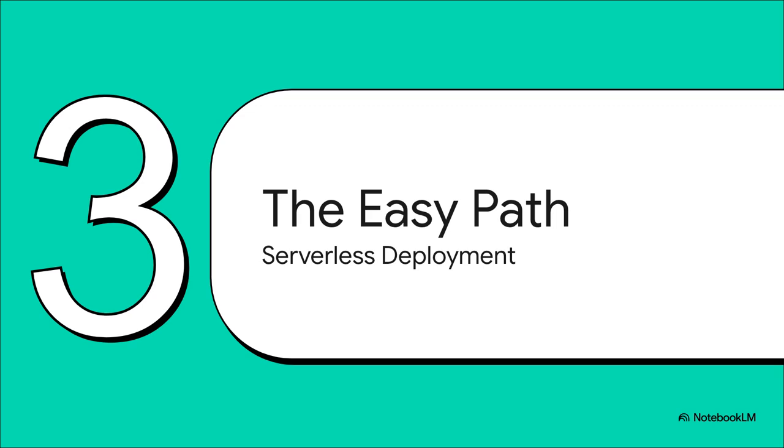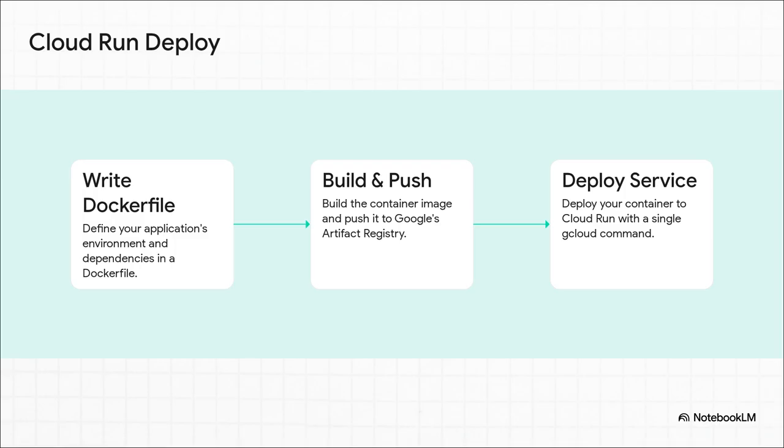The serverless route. We're going to see how services like Cloud Run can get your code to a public URL with the absolute minimum amount of friction. For a containerized app, the journey to Cloud Run is just so straightforward. You define your whole application's environment in a Dockerfile, you build that into an image and push it up to Google's Artifact Registry, and then you deploy it. It's just a clean, repeatable process.